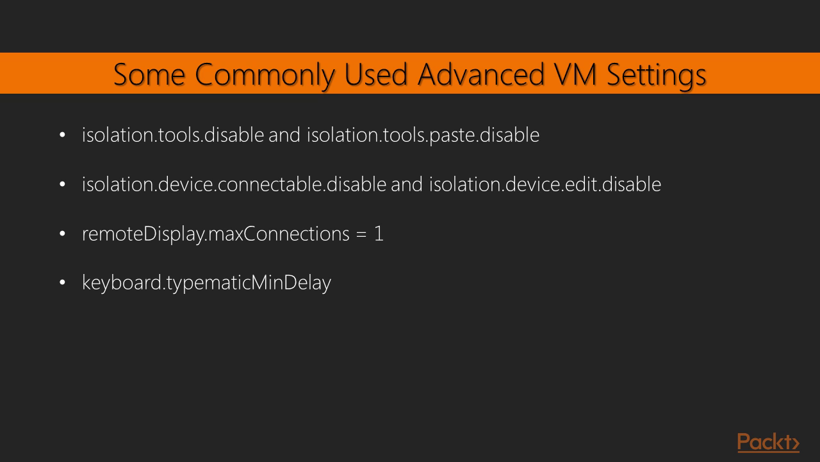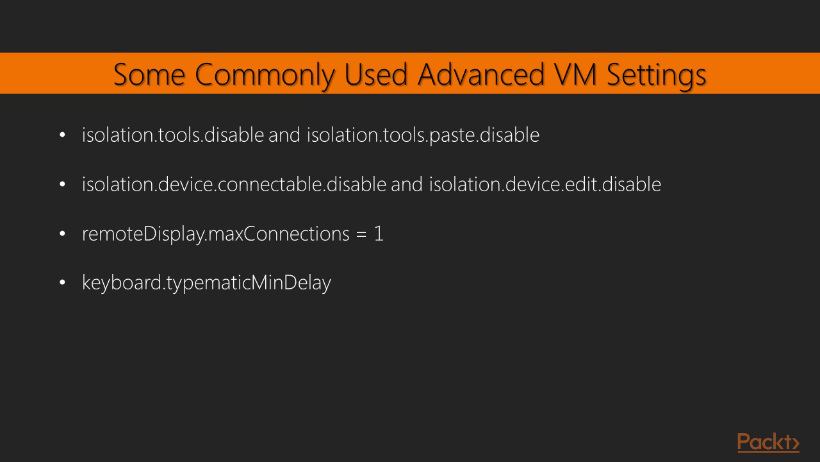So if there's some critical information, some security-oriented information out on your console, you can be sure that nobody is copying and pasting it. Then same thing with isolation.device.connectable.disable and isolation.device.edit.disable. So for example, connectable devices, a non-root user can connect them and edit their capabilities. By putting these configuration settings in, you're able to disable that capability.